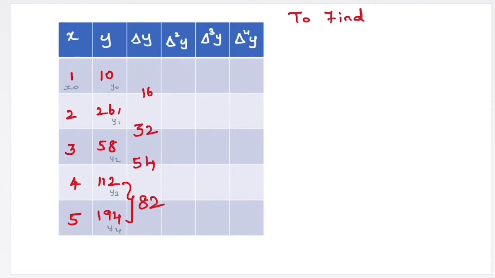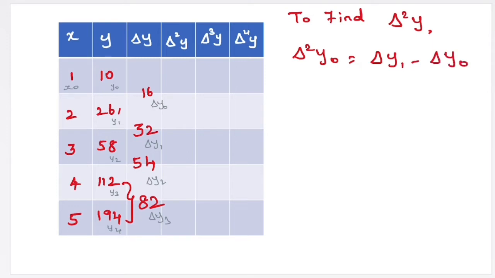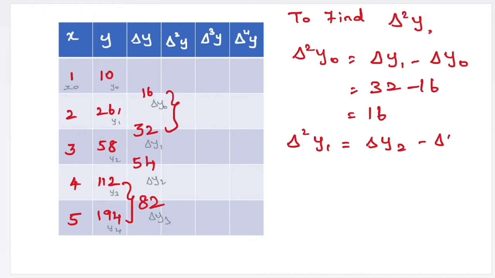Similarly, to find del square y. So del square y naught is equal to del y1 minus del y naught, that is 32 minus 16, which is equal to 16. Del square y1 is equal to del y2 minus del y1. So del y2 is 54 minus 32, which is equal to 22.